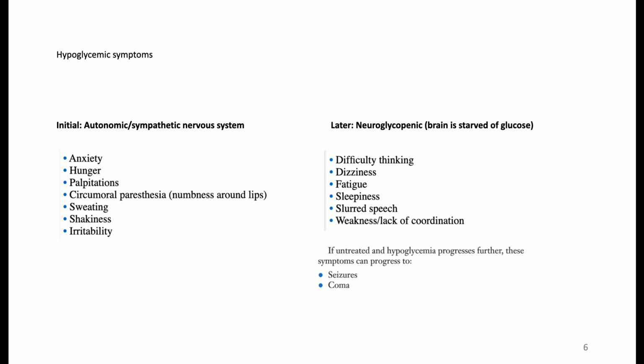If hypoglycemia continues, the brain will be starved of glucose. So you will begin to see neuroglycopenic symptoms such as difficulty thinking, dizziness, fatigue, sleepiness, slurred speech, weakness, and lack of coordination. If left untreated and hypoglycemia progresses further, these symptoms can progress to seizures, coma, and death.